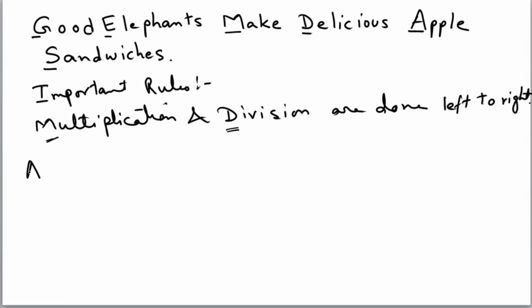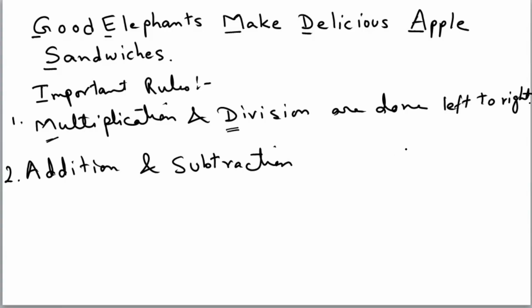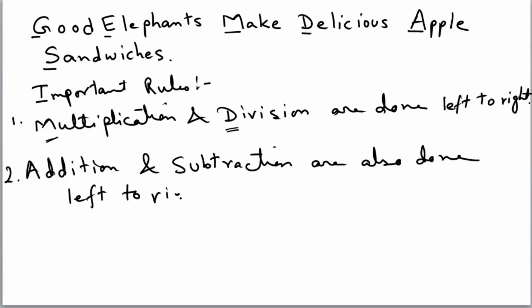The second rule says addition and subtraction are also done left to right. If the subtraction comes before the addition, on the left side, then we have to do the subtraction first, then the addition. So these rules are very important.